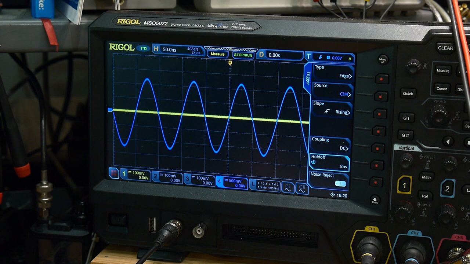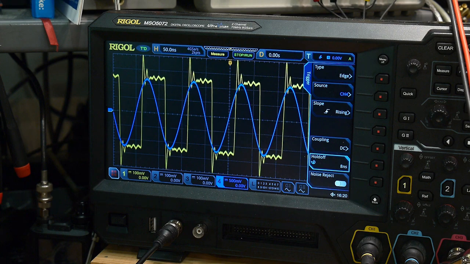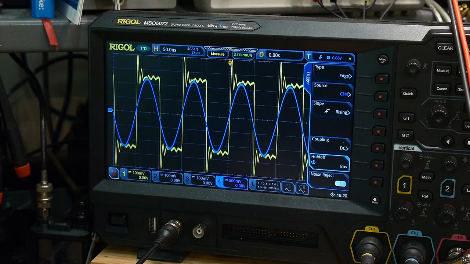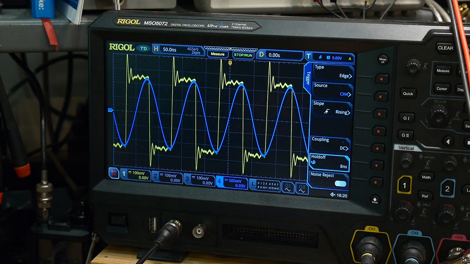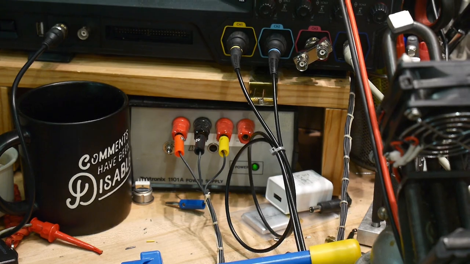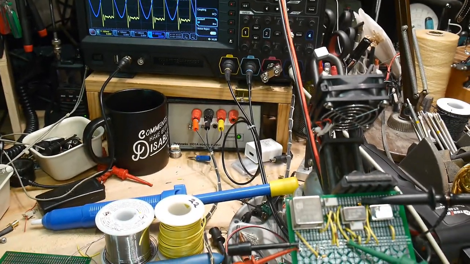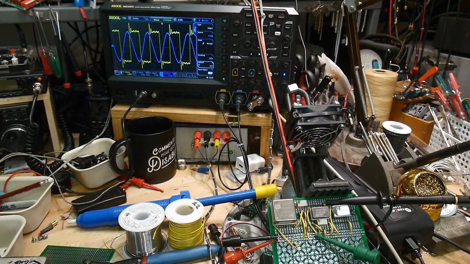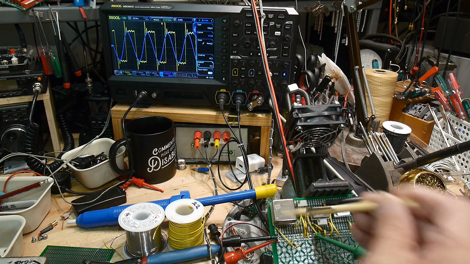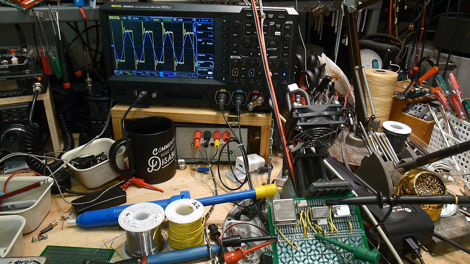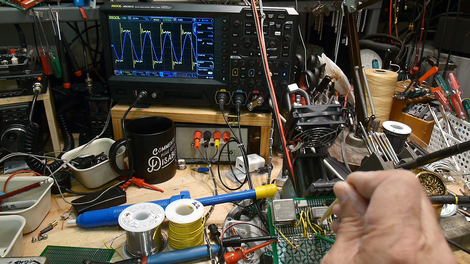Let's look at the ISOTEMP. And it does seem to be drifting a bit. So what I'm going to do is get my tweaker out, and I am going to try to get this all on the same camera shot. All right. So I am going to adjust the potentiometer here.